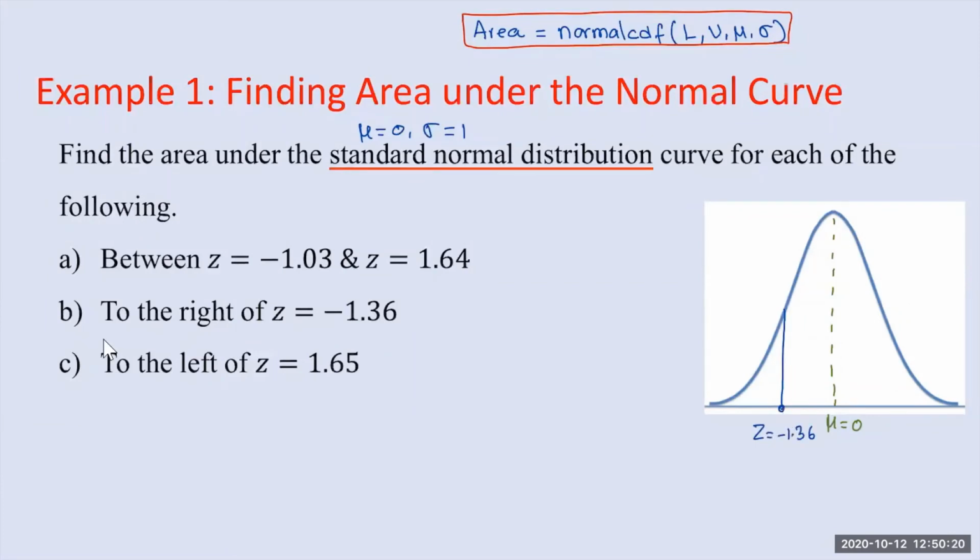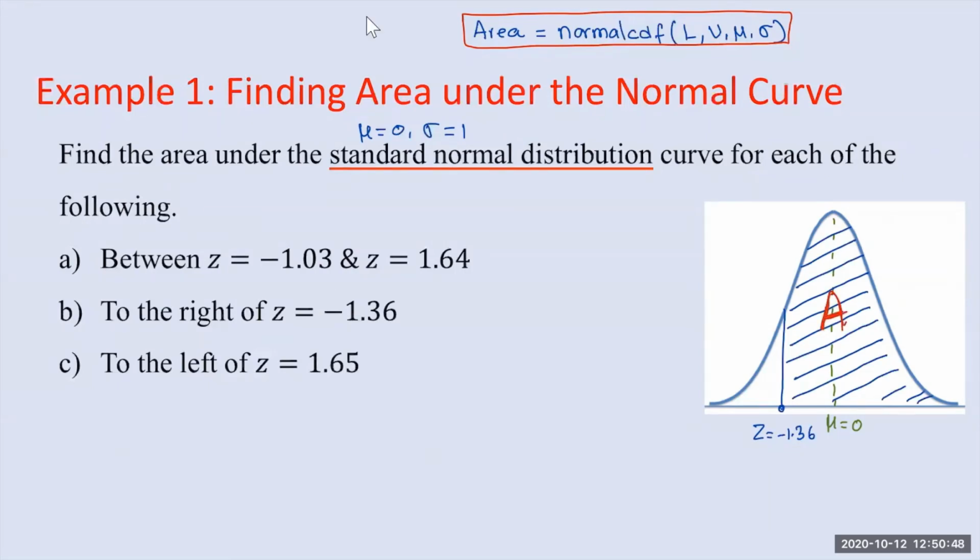We want to find the area to the right. Right means this side of z. So I want to find this area. We are looking for this area here, the area to the right of z equal to negative 1.36. Now, we have labeled that area. This is the area A that we want to find.